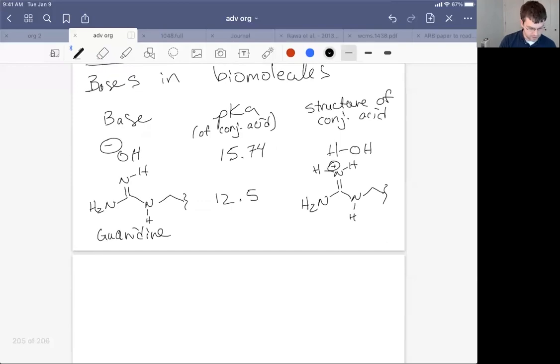Now, the guanidine is actually a stronger base than an amine. Amines are typically around 10 or so, 10 to 11, depending on the amine. And that's because when you protonate the nitrogen, you don't have as much resonance stability in the conjugate acid. But you do have more stability than you would if this were an oxygen. And we'll look at that. Okay, so it's about 10 or so.